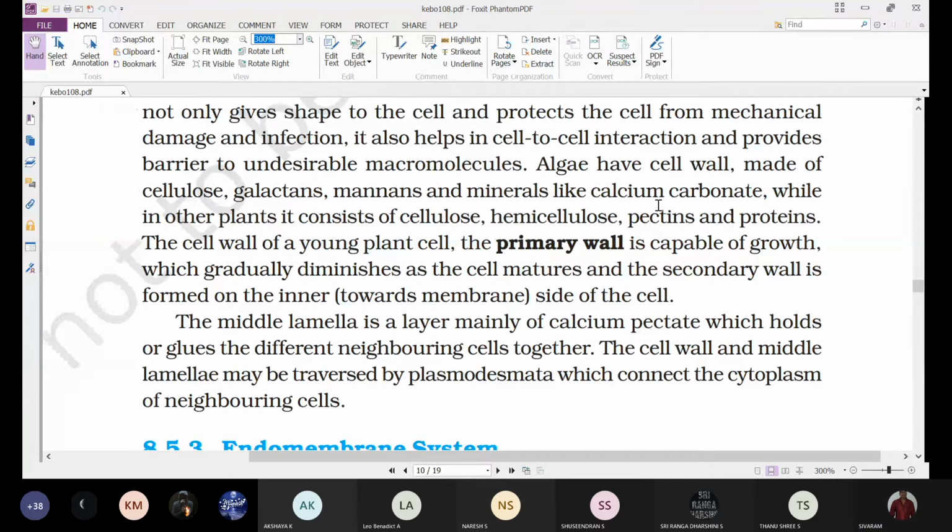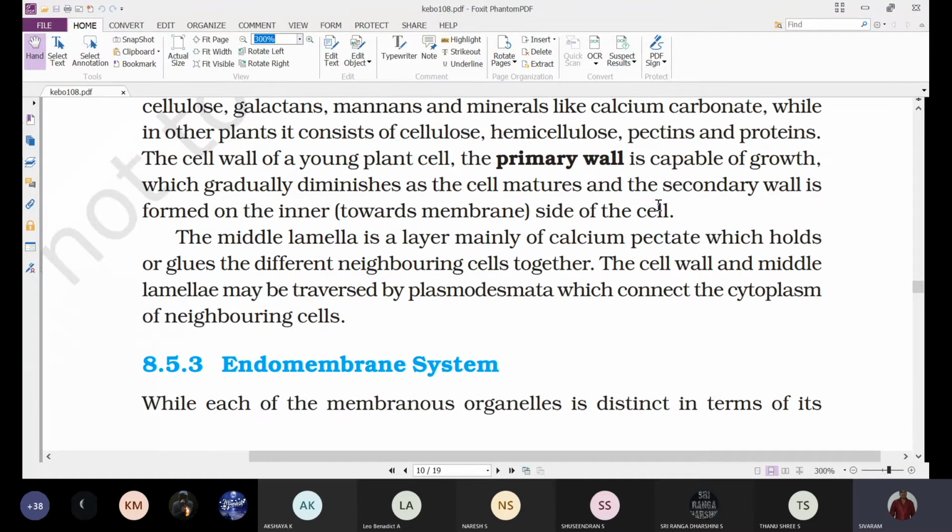And next, another one: between the adjacent cell walls of the cells, we will find another layer, that is the middle lamella. The middle lamella is a layer mainly of calcium pectate, which holds or glues like a gum-like material. This middle lamella acts like a gum-like material and helps in attachment with the adjacent cells of the plant. So the middle lamella is a layer mainly of calcium pectate, which glues the different neighboring cells together.